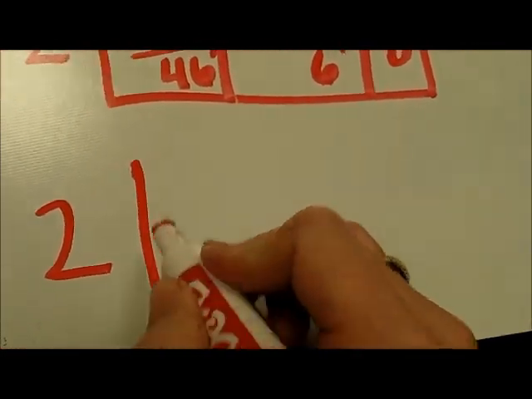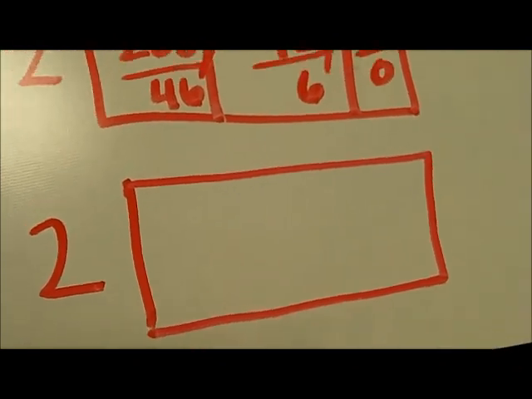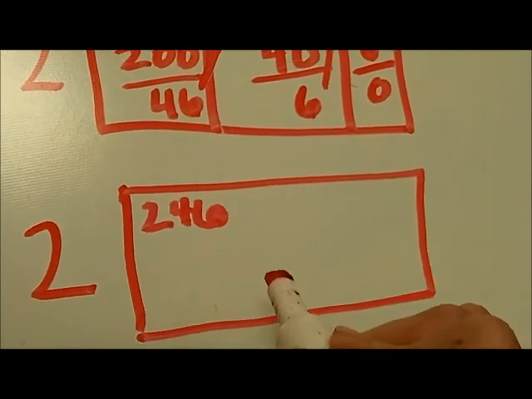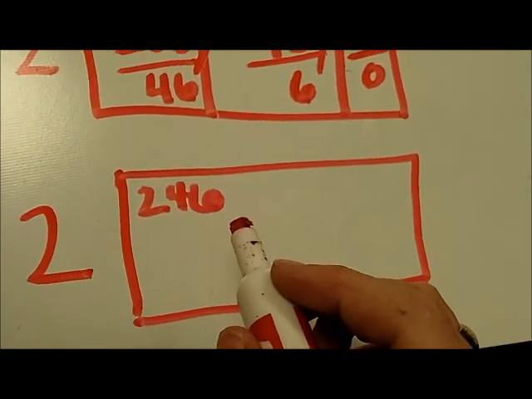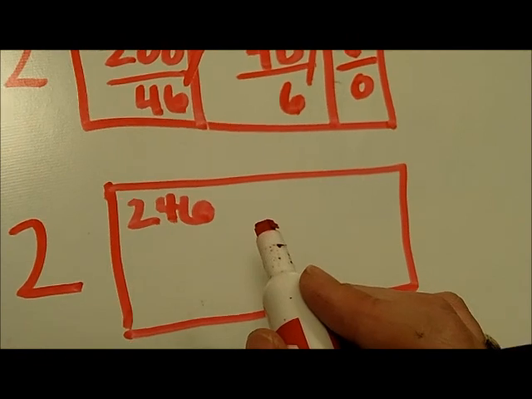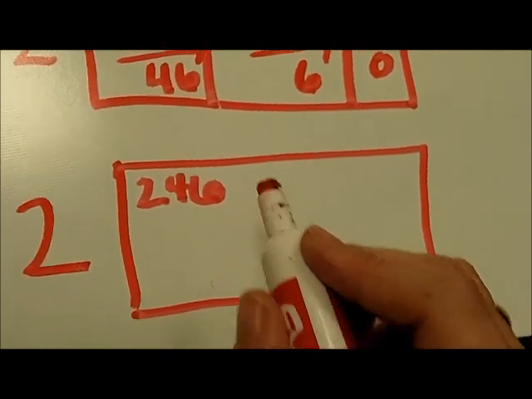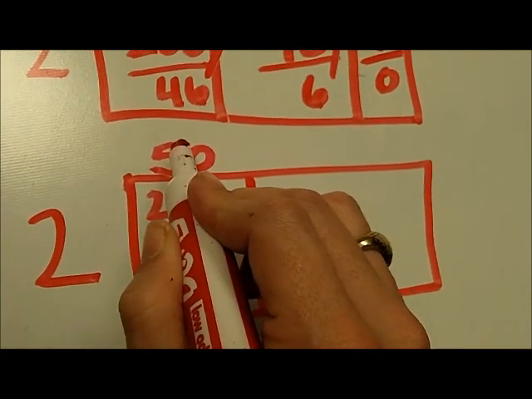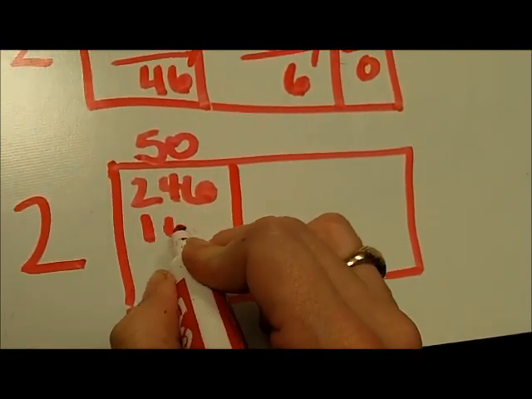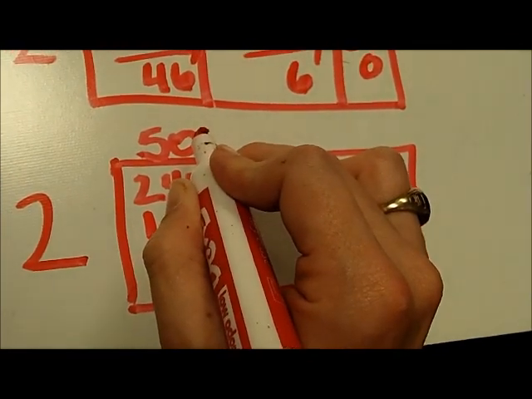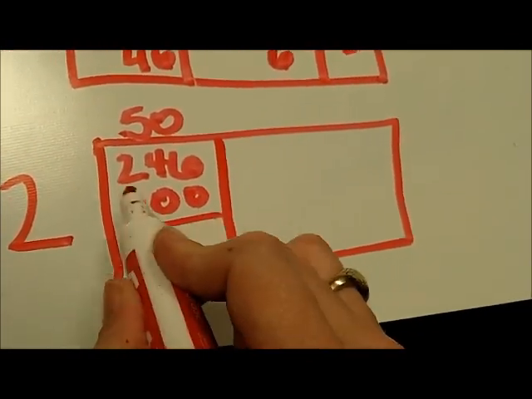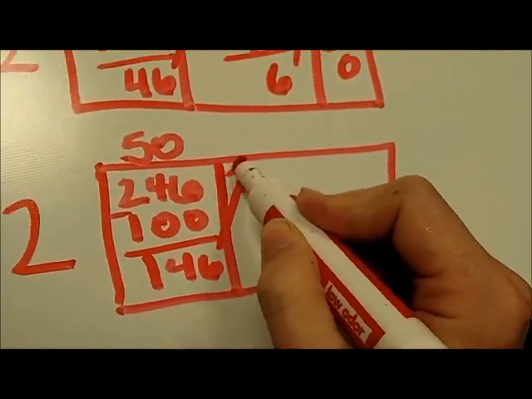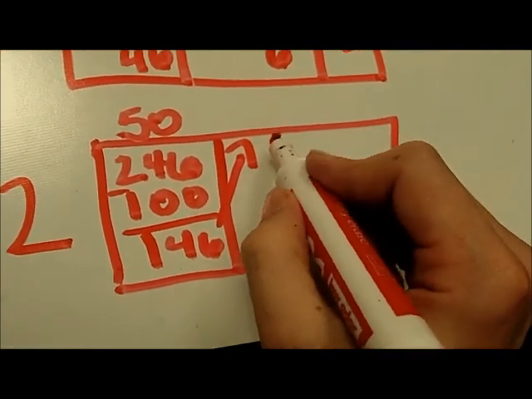Again, I'm going to set up my problem the exact same way. I'm going to write my dividend, 246, inside of my rectangle. Let's say that this child chooses to use 50. They will write their 50 up here, multiply the 5 times 2, and they will get 10, bringing the 0 along. That makes it 100. When they subtract, they're left with 146. 146 is our new dividend.